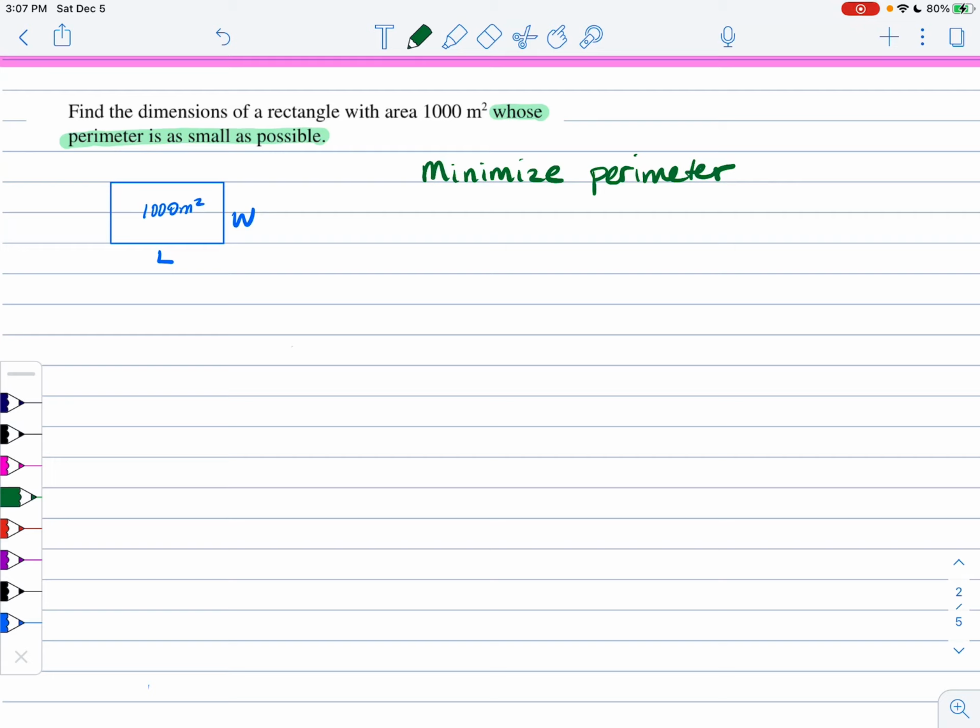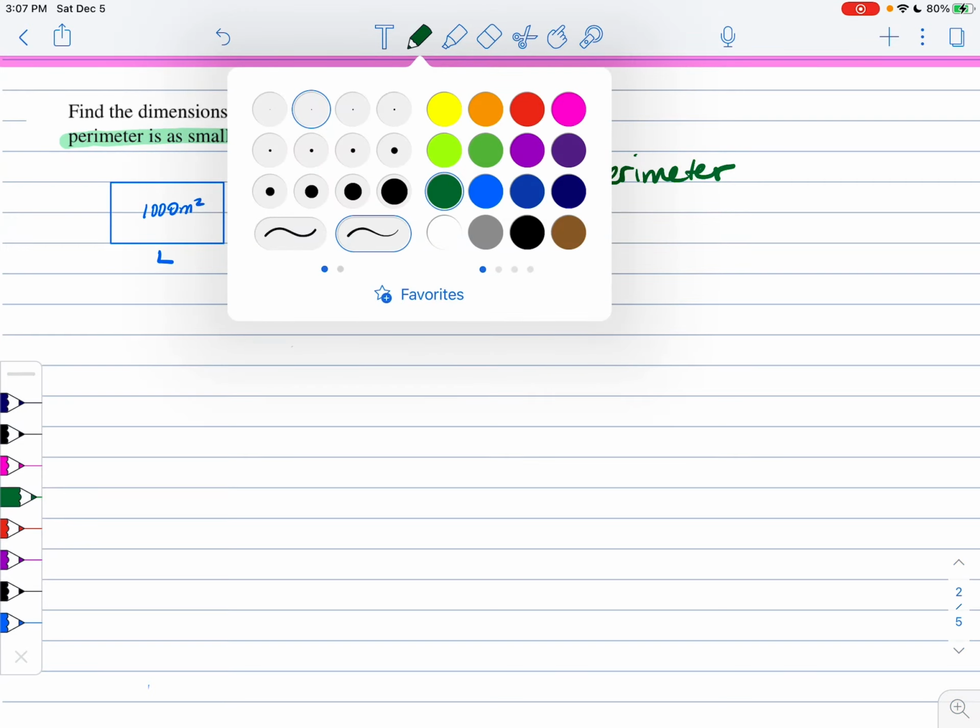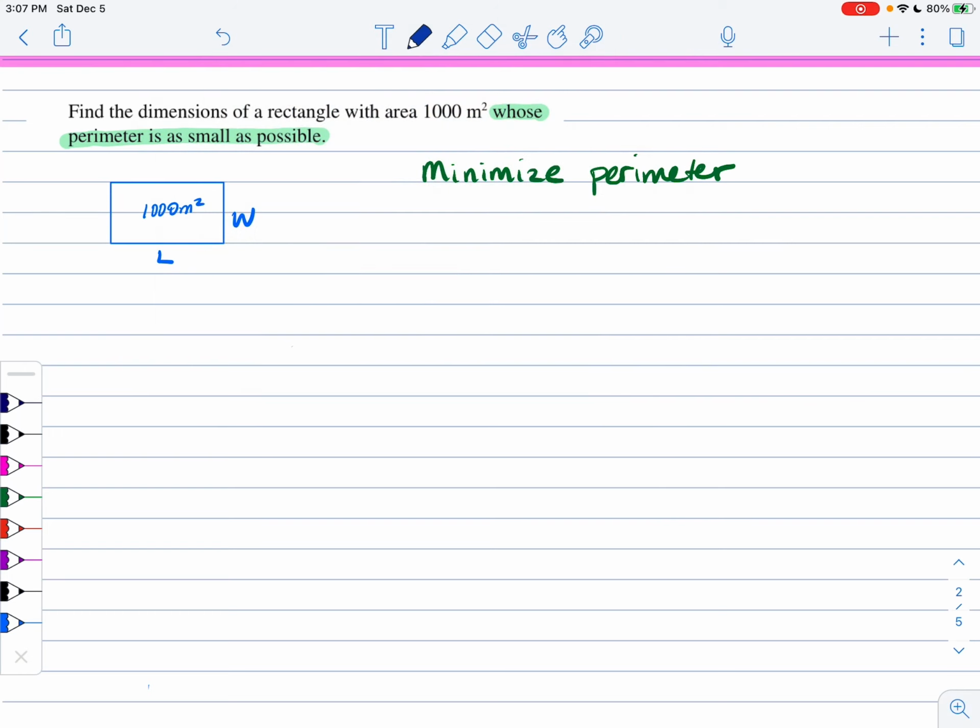So I already drew a rectangle. I know that the 1,000 square meters is my constraint. And I know that the area is going to equal 1,000 square meters. And what's the area of our rectangle if I introduce my notation of L and W, which is length times width? This would be L times W equal to 1,000. This is my constraint.